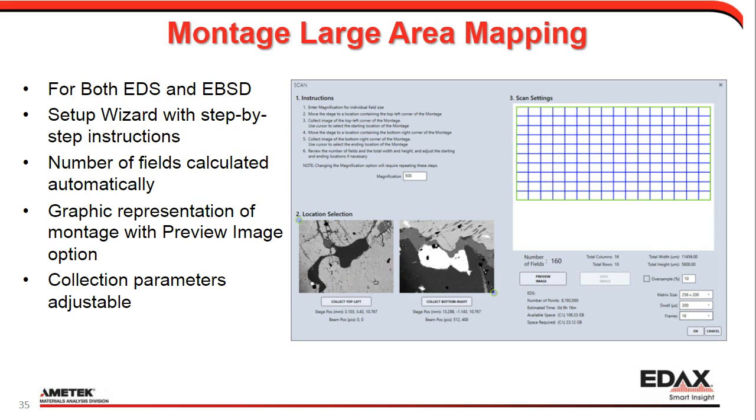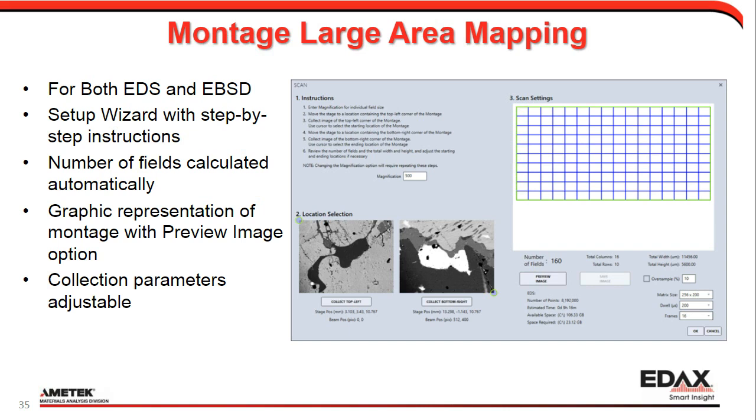It features an easy-to-use setup wizard with step-by-step instructions. It will guide the user to move the stage to the starting position to collect the top left image, and then to the ending position to collect the bottom right image. When the images are collected, the number of fields will be automatically calculated, and a graphic representation of the montage will be shown in a grid layout.